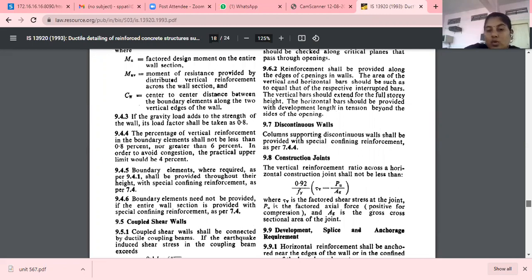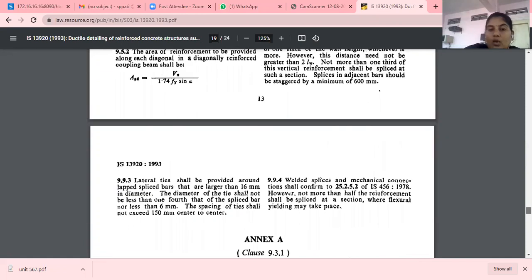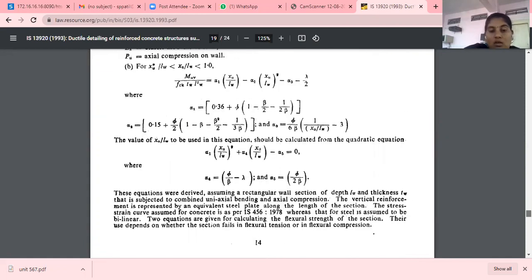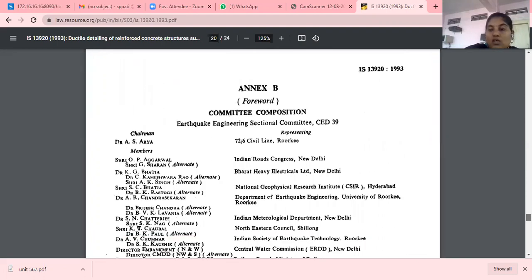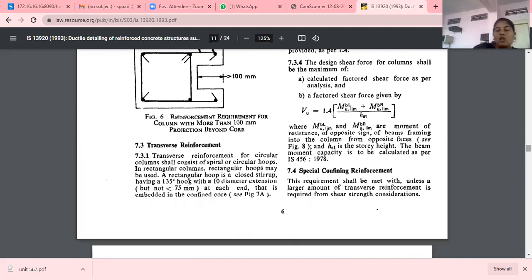Now, different types of joints: construction joints, development, splice, anchorage. I hope you have learned all these parameters in the DCS, and this many factors have been considered in IS 13920 1993 for achieving the ductile detailing of RCC members. All these parameters are related to the steel reinforcement, for achieving a strong bond between the steel and the concrete, so that it becomes a strong reinforced structure.